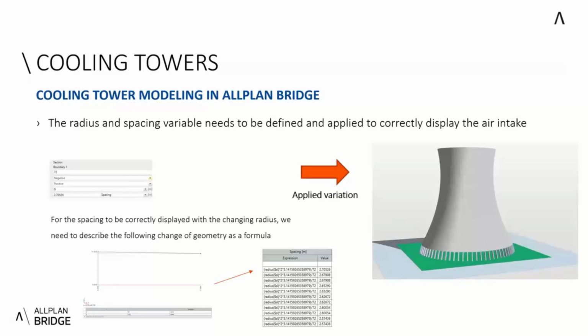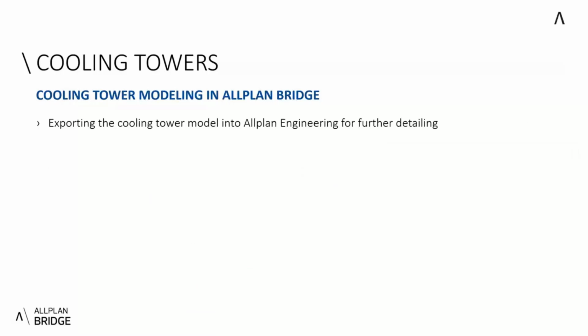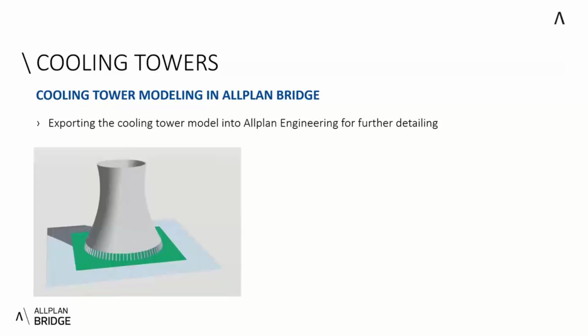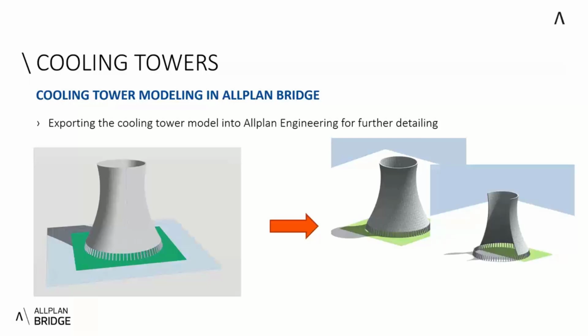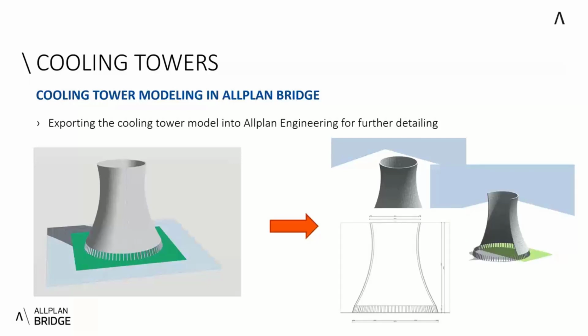So this is now the applied variation. And we see that at the bottom, where I have decided the height will be, I think, 5 meters for the air intake, we see now this nice inclined geometry of the air intake columns, which we see at the bottom. Of course, as with any other model, we can also export this model into Allplan Engineering for further detailing. So this is the model in Allplan Bridge prepared to be exported with its ground plane into Allplan Engineering. We can create sections and then do additional detailing on the sections.